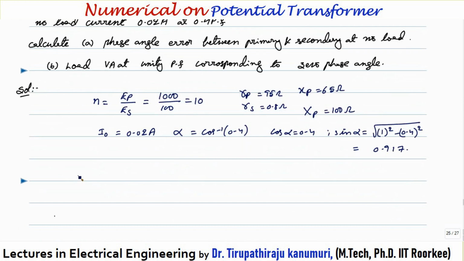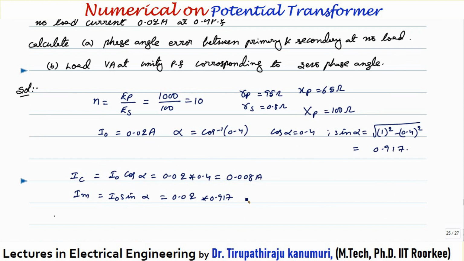From this I can calculate the value of the core loss component, that is IC is equal to I0 cos alpha. This will be equal to 0.02 multiplied by 0.4. This is equal to 0.008 amperes. Similarly, the magnetizing component will be equal to I0 sin alpha. So this will be 0.02 multiplied by 0.917. This will be 0.0834 amperes. So we have obtained.